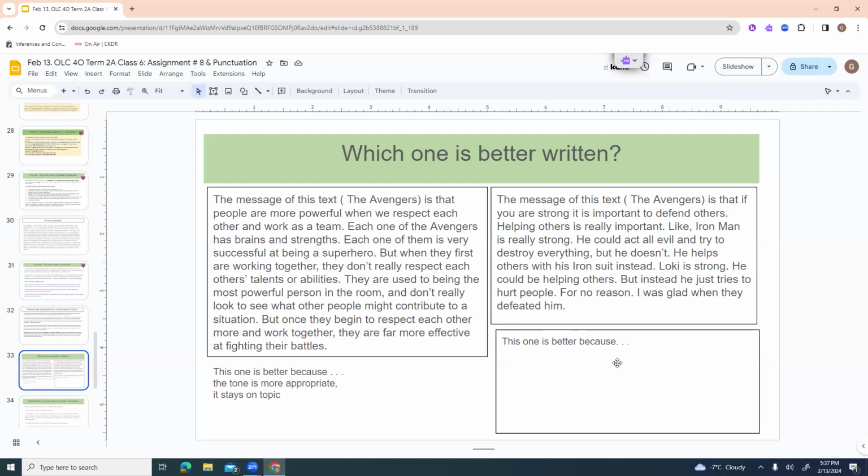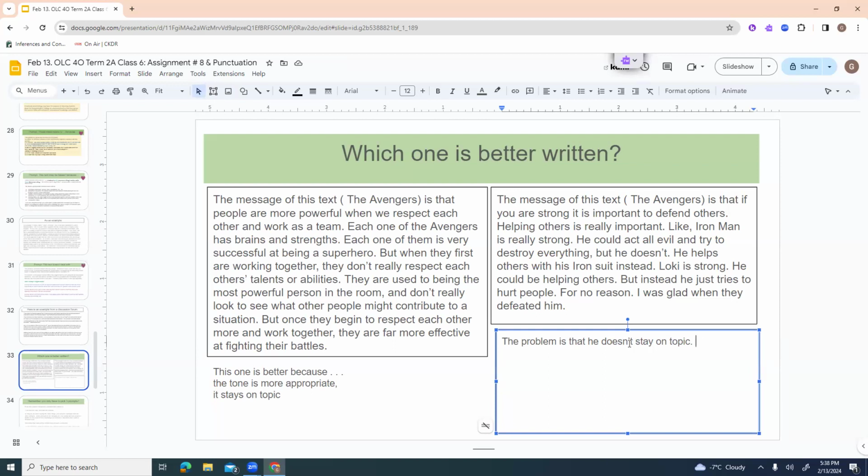So, I'm going to talk here about some of the problems in this one, okay? One of the problems here, the big one, the main problem, is that he doesn't stay on topic. So, when he starts talking about, I was glad they defeated him and Loki doesn't help people, he's kind of getting off his own topic.